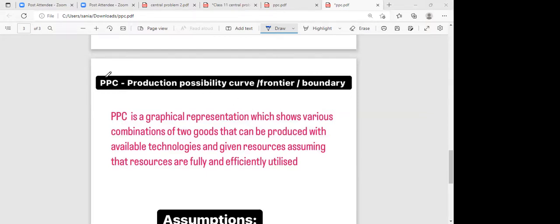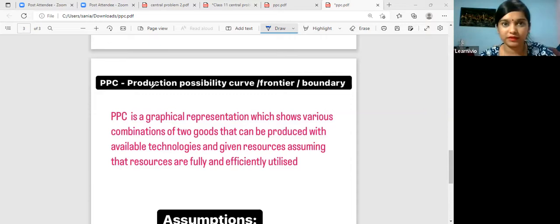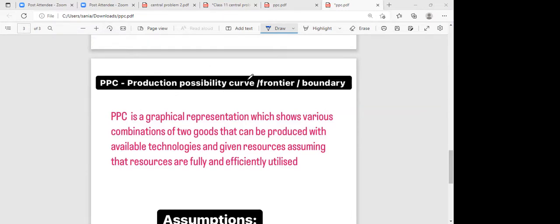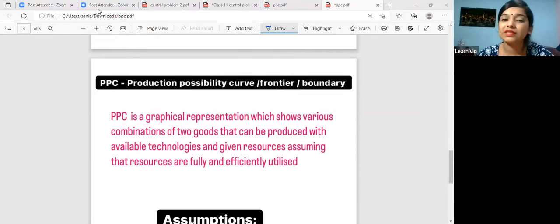So now, ma'am, what is PPC? First we'll do the full form. PPC is production possibility curve, or you can say production possibility frontier, or production possibility boundary. Basically, you will be getting PPC, or you will be getting PPF, or you will be getting PPB. So everything is the same, production possibility is the same, but what is changing? Curve, frontier, or boundary.